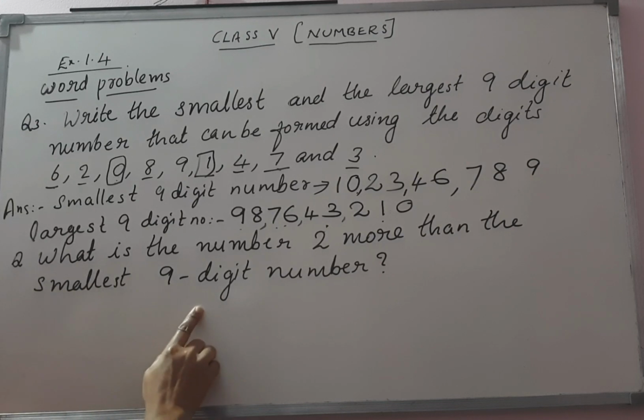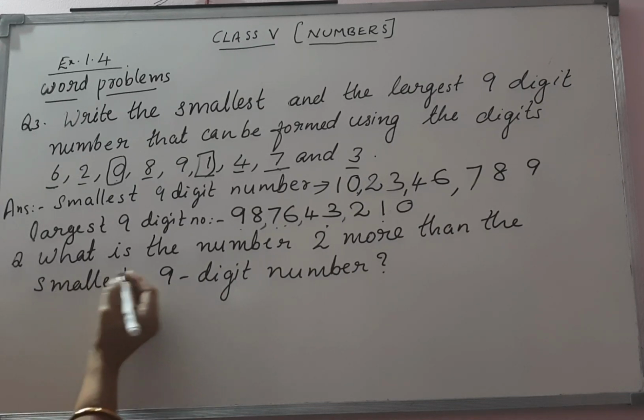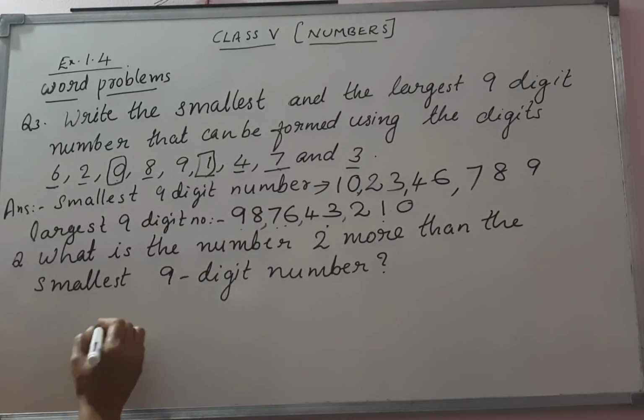What is the number 2 more than the smallest 9-digit number? So first, 2 more than, that type of questions I already explained. More than and less than type questions I explained. More than type means when the word more than is coming, you have to add that number. If it is less than, you have to subtract it. So what is the number 2 more than the smallest 9-digit number?